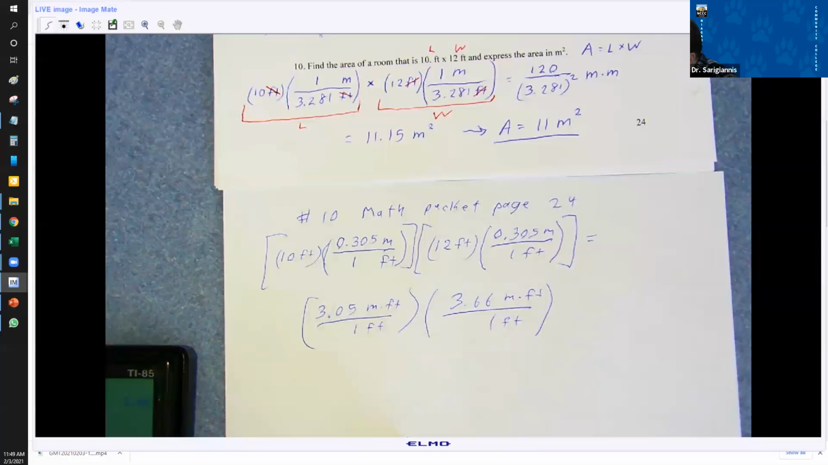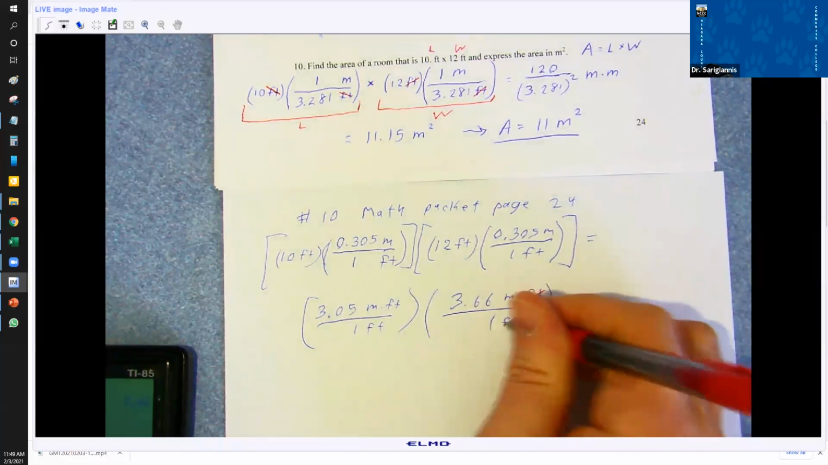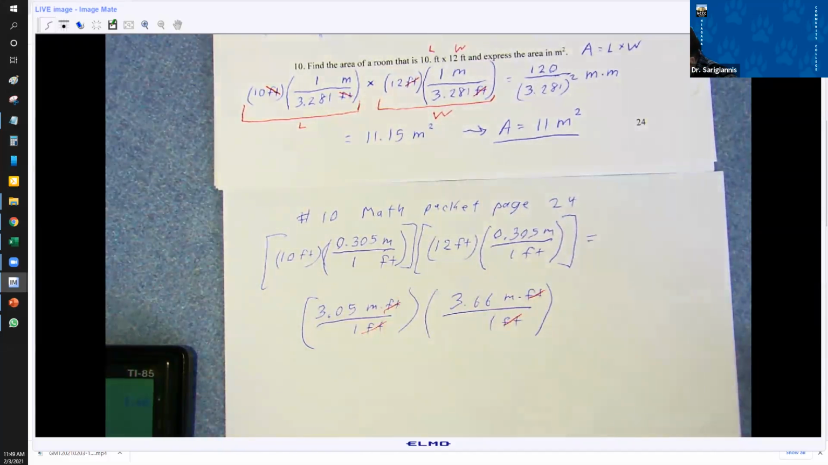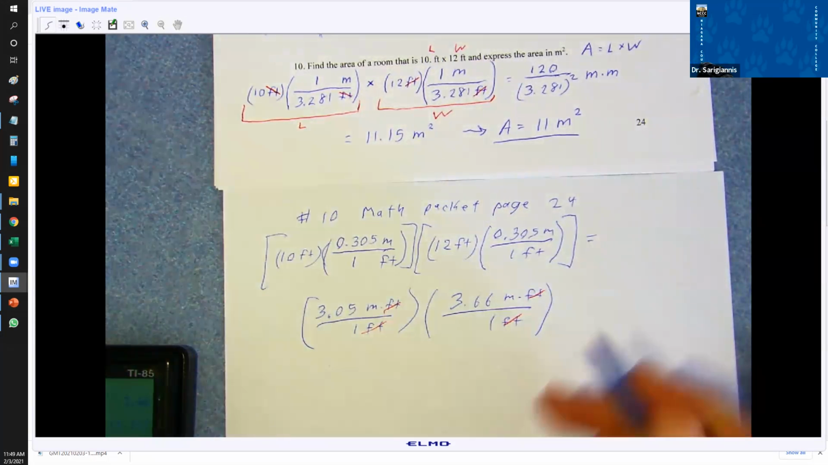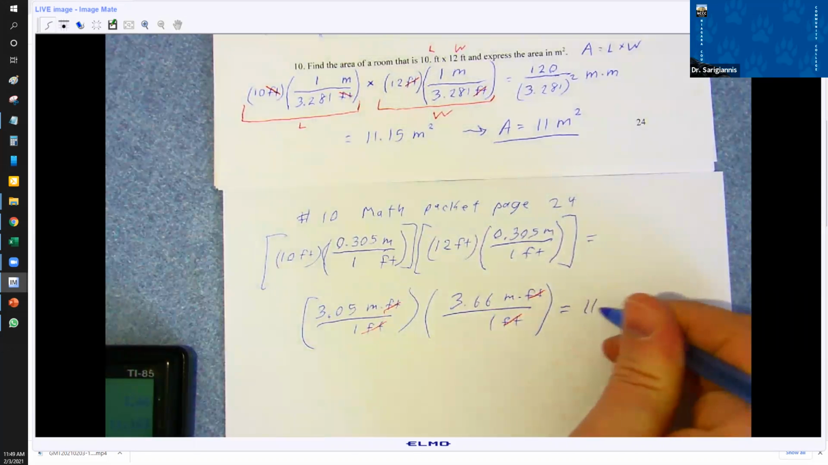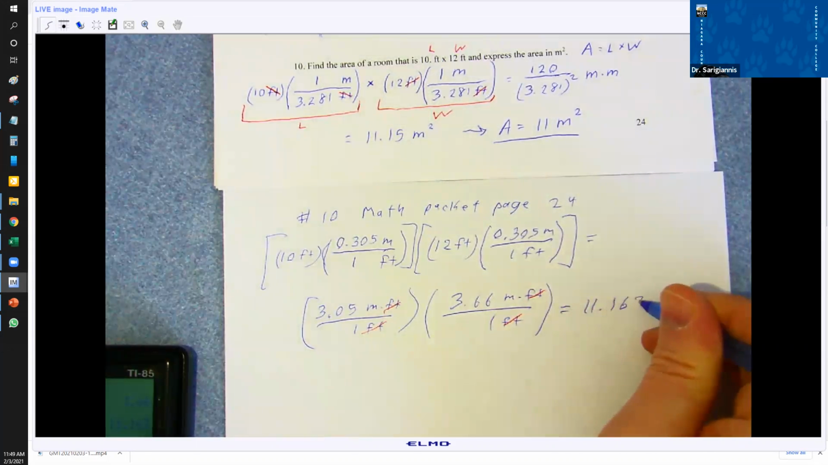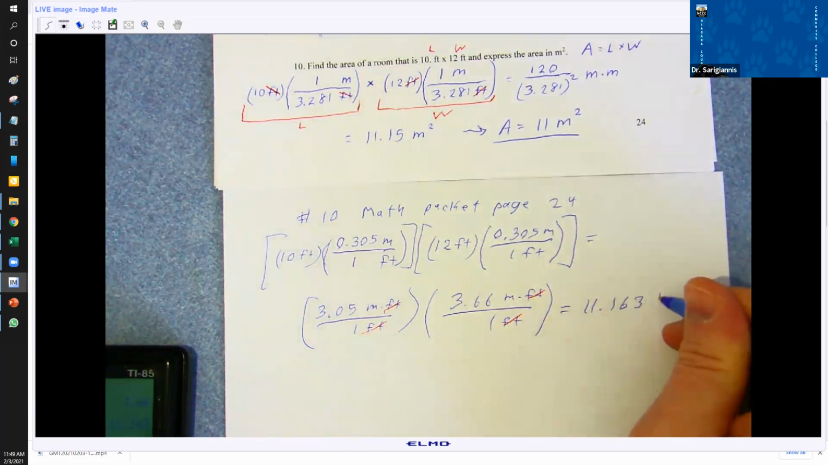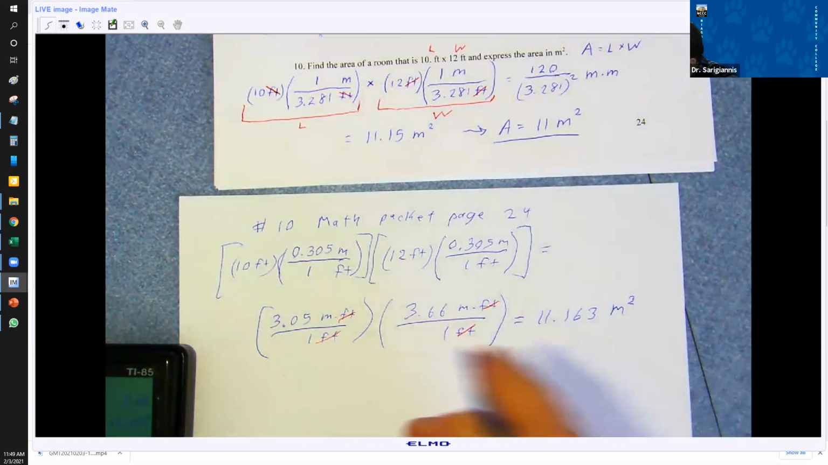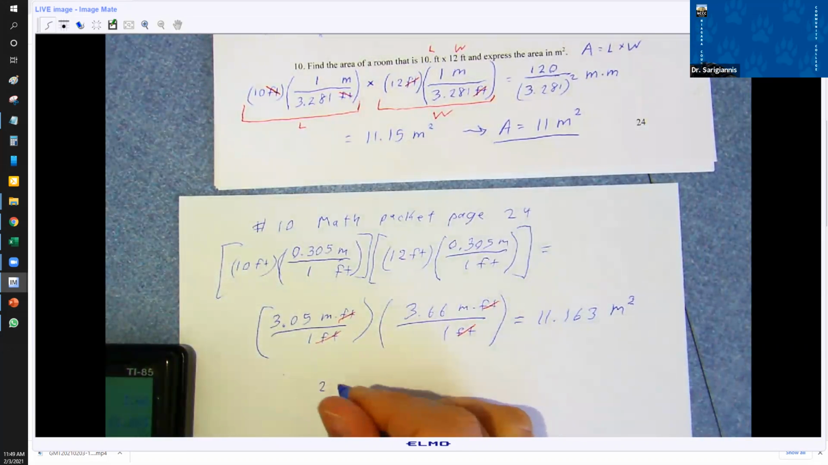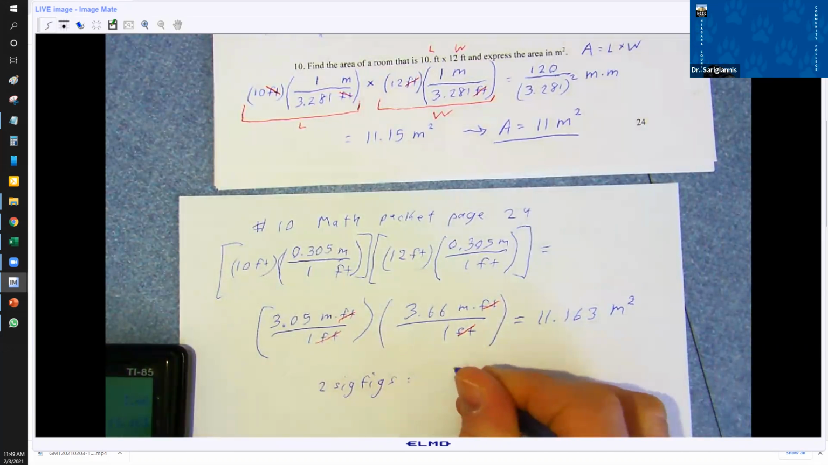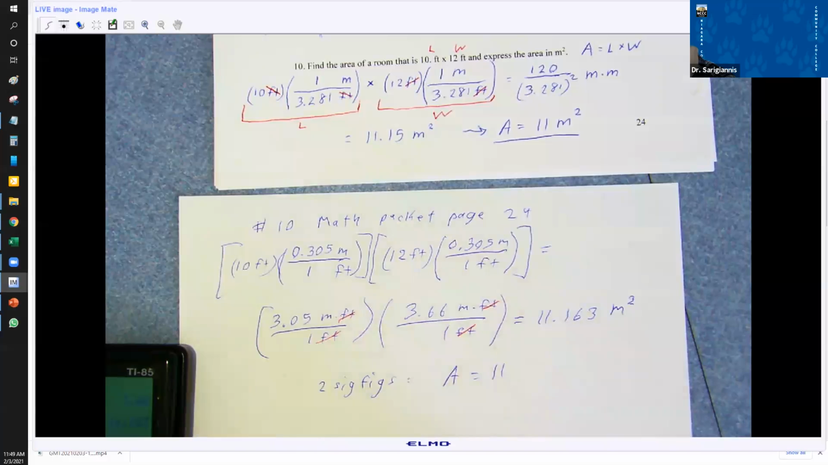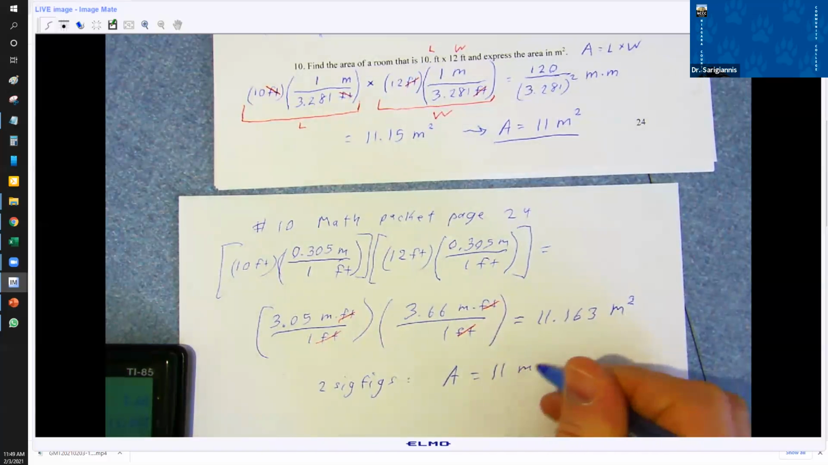We can cancel units out to make things cleaner: cancel out the feet, cancel out the feet. Then we have 3.05 times 3.66. This gives us 11.163 meters squared, the same thing as before. Now I want to round it to significant figures. The area is 11 square meters.